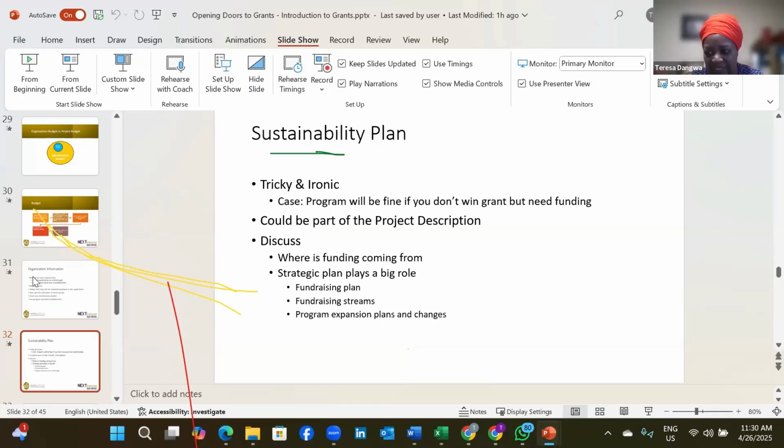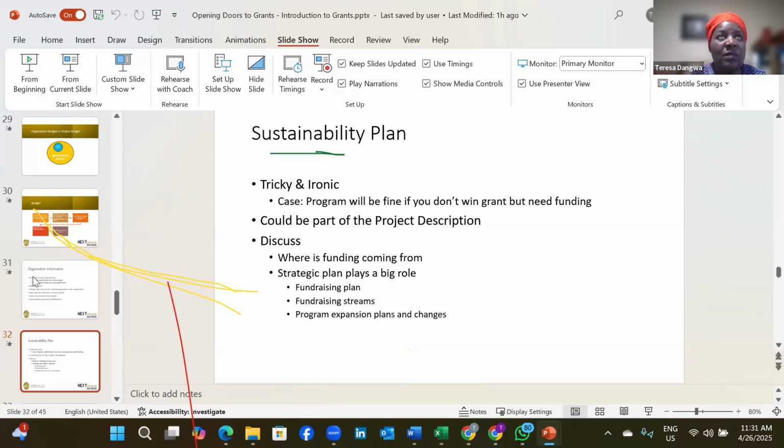What is going to happen after these funds are done? Is it going to die with this fund, or are you going to continue, and how are you going to continue it? So the sustainability plan, you can write it as part of your project description, or it can be a standalone as one page.